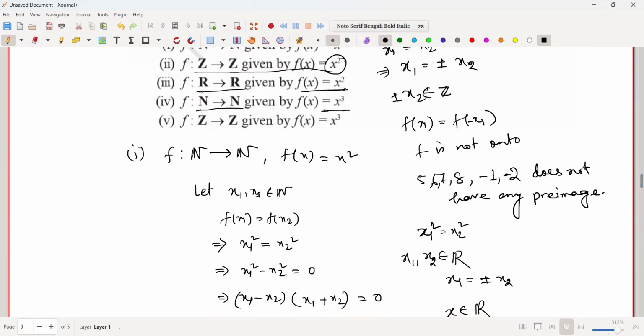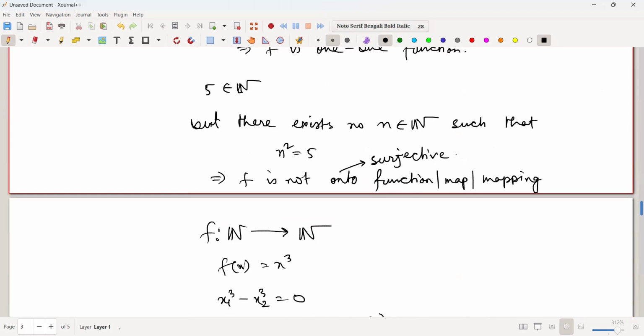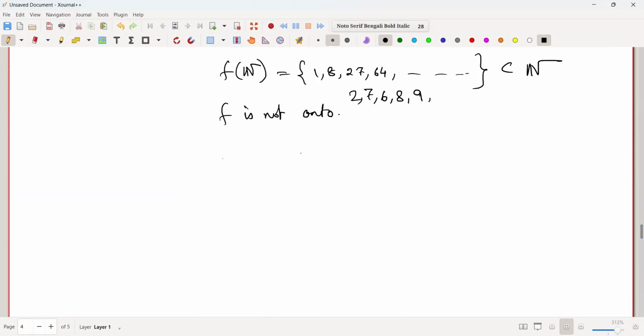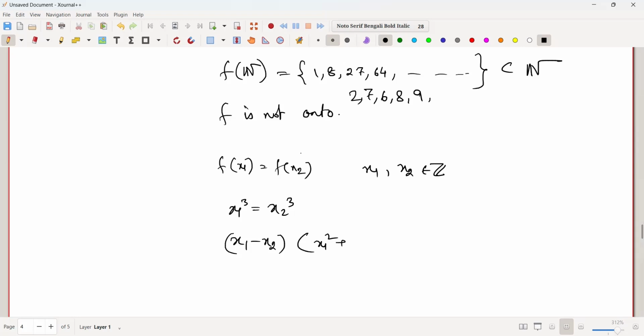For Z to Z, f(x) is x cube. Suppose f(x1) equals f(x2), where x1, x2 belong to Z. So x1 cube equals x2 cube. This gives (x1 minus x2) times (x1 square plus x1 x2 plus x2 square) equal to 0.